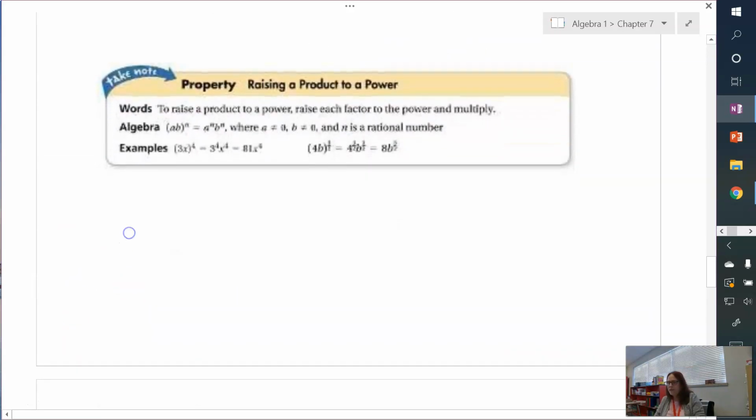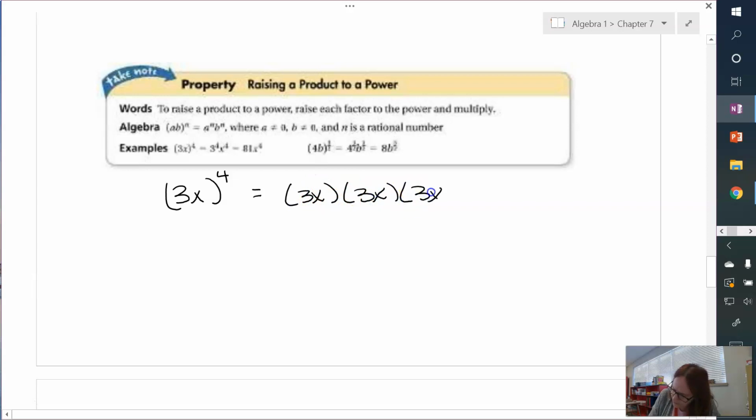All right, now let's raise the product to a power. So we've raised a power to a power. Let's see what happens if I take a product of two numbers, so they're multiplied together, and I raise that to a power. Let's take a look at 3x to the 4th. The product is 3x, and I'm going to raise that to the 4th, and that means that I'm going to do 3x times 3x times 3x times 3x. 1, 2, 3, 4. I have 4 of them.